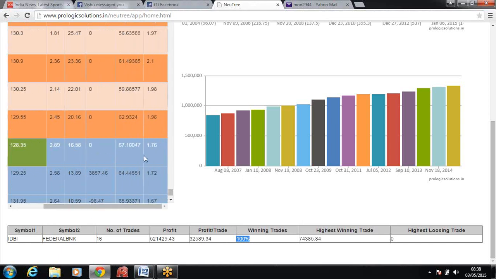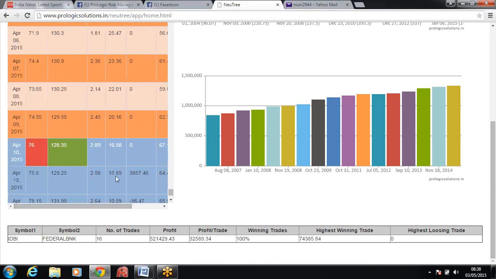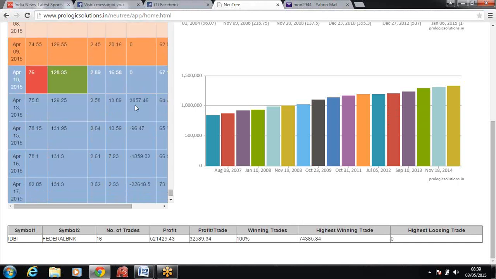And you can see that this is nearly 70%, and you have the volatility as 1.7. We were looking at 2.5. 2.5 is something which we look at. And you can just see what investment will be needed: around 1,30,000 rupees to trade in this particular pair. So April 10th we had this particular trade, and then the first day it was in profit, that is 3,800 profit.